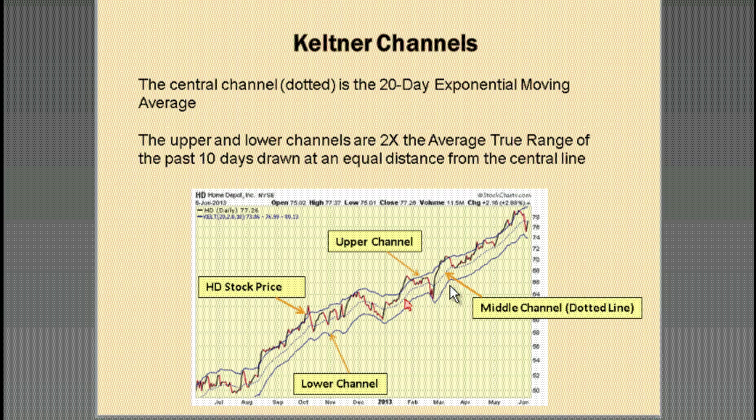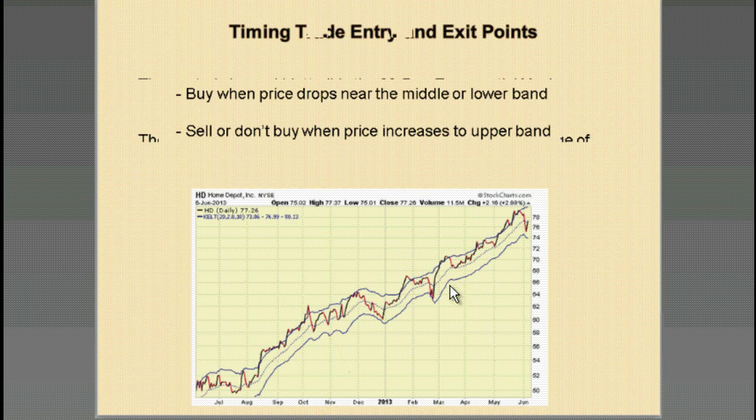And so when it retraces towards the middle or lower channel, then we want to buy. And we can see here it was trading near the lower channel. It was becoming oversold, rallied, trading near the lower channel, becoming oversold, rallied. So the goal is that we want to buy a stock when it retraces towards this middle or lower channel. And, of course, we don't want to buy when it's getting overbought, and it's near this upper channel or above the upper channel.